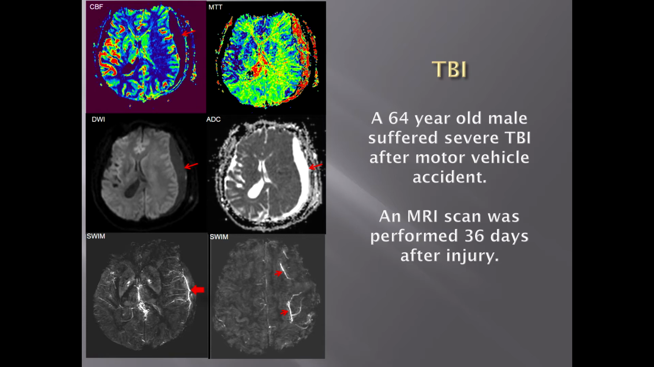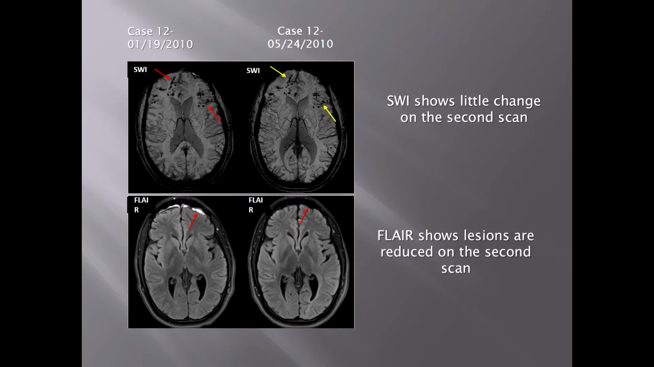So stroke teaches us a lot about how to look for vascular abnormalities, and we should be taking advantage of this with TBI. So I'm going to close with this part of the discussion by looking at 2 other TBI cases where we have significant frontal white matter damage according to the SWI scans.